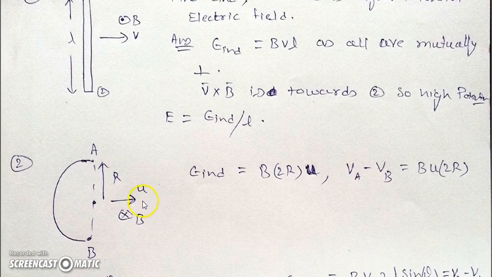Again, get the direction of u cross B. U cross B comes in the upward direction. So terminal A will be at higher potential than B, and their potential difference will be the EMF induced, which is B into 2r into u.